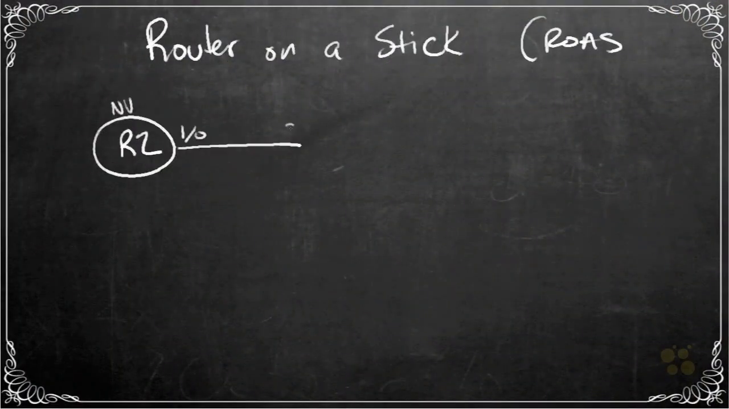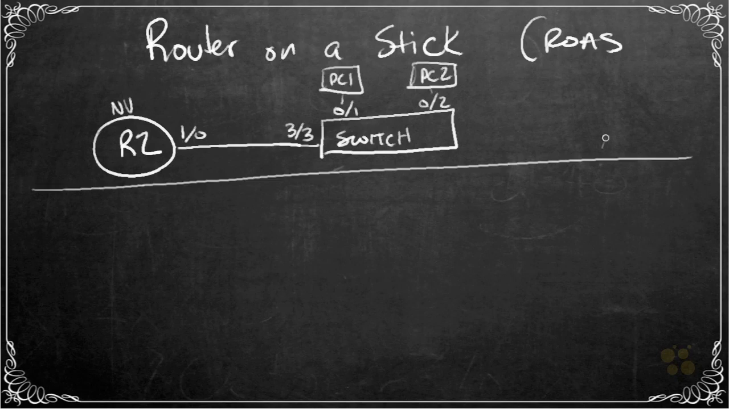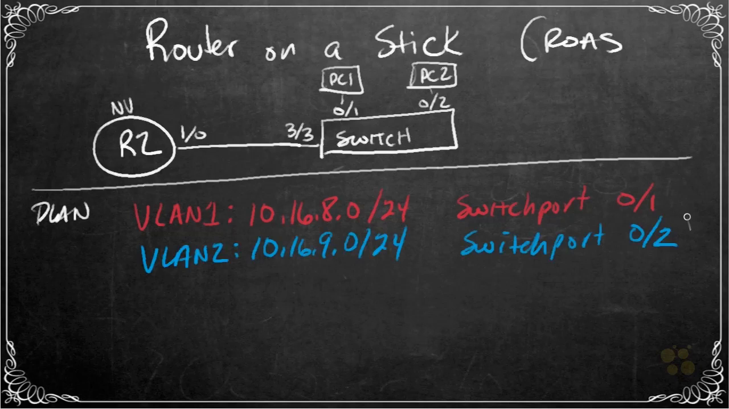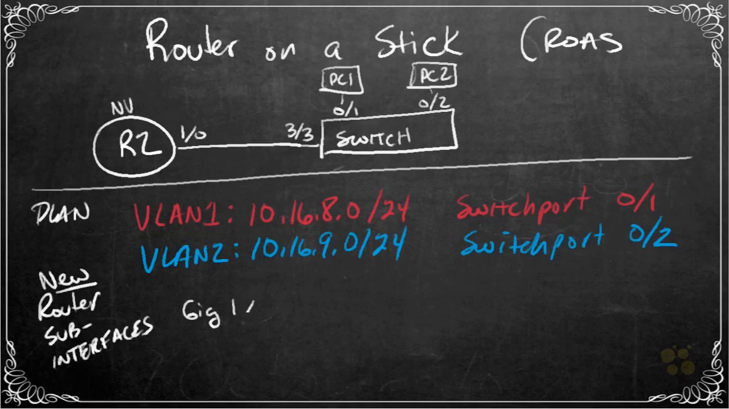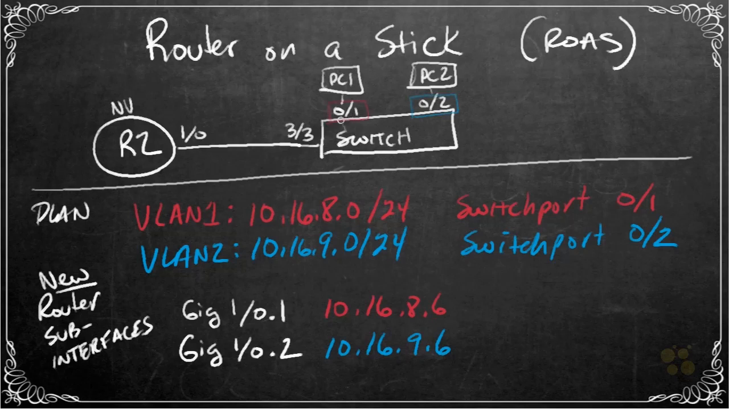So here's our plan. For VLAN 1, we want to use the IP address of 10.16.8 with a 24-bit mask. And on VLAN 2, we're going to use the IP address spacing of 10.16.9.0 with a 24-bit mask. And then up here on port 0/1 that's connecting to PC1, we'll put that port 0/1 associated as an access port in VLAN 1 if it isn't already, and we'll make sure that port 0/2 is set up as an access port in VLAN 2. That's what puts PC1 in VLAN 1 and PC2 in VLAN 2.